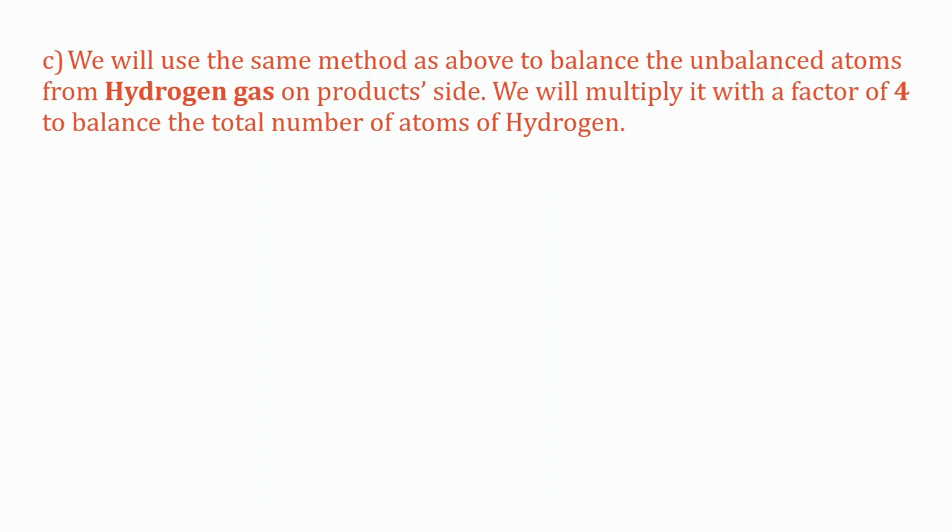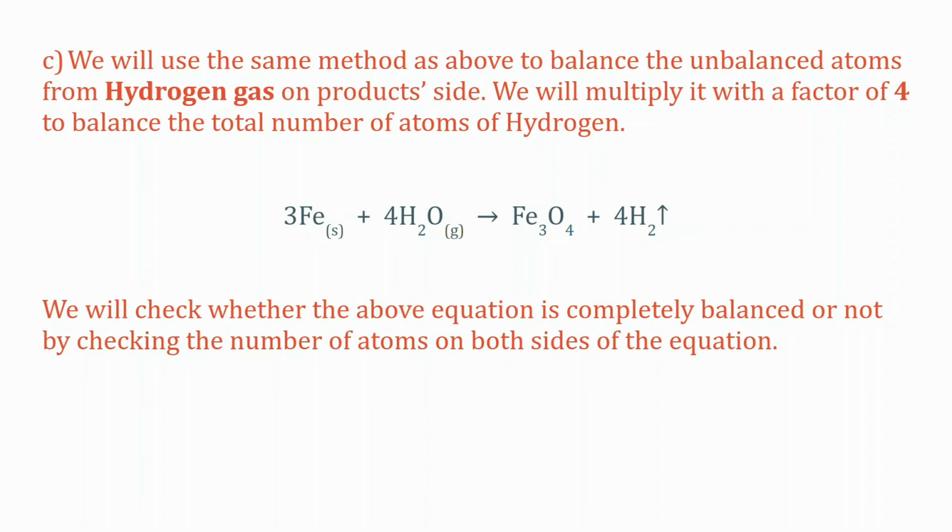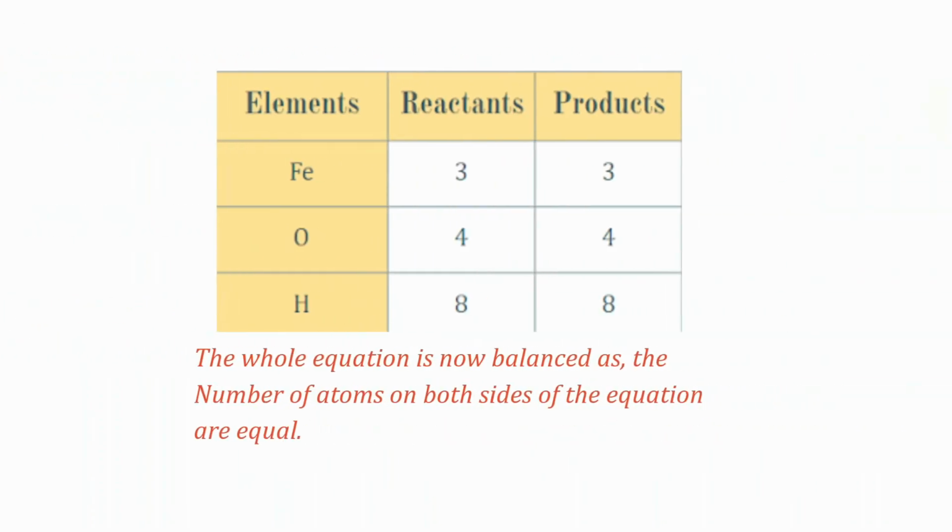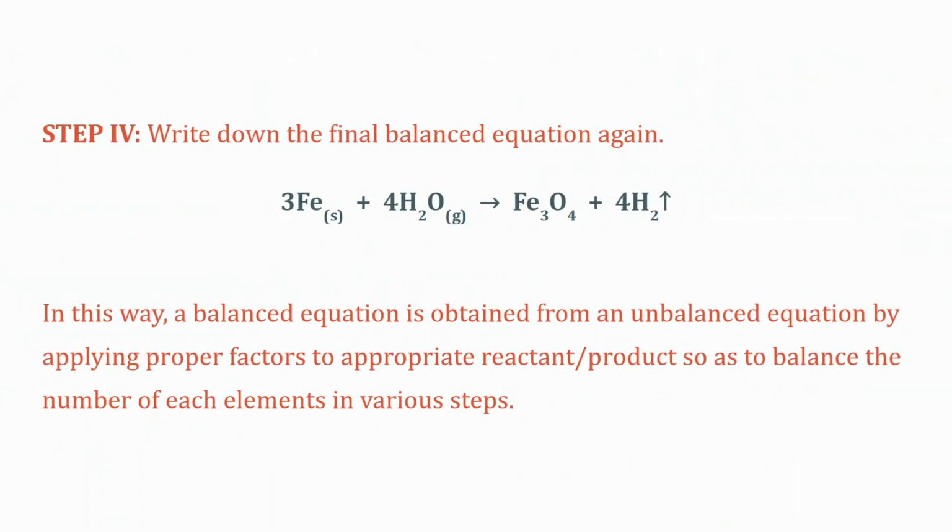When you multiply, we will check that the whole equation is now balanced and the number of atoms of iron, oxygen and hydrogen is balanced on reactants and products. That means they are equal. Now step 4 is to write down the final balanced equation. In this way, a balanced equation is obtained from an unbalanced equation by applying proper factors, or by multiplying with certain numbers which are suitable to balance this complete reaction.